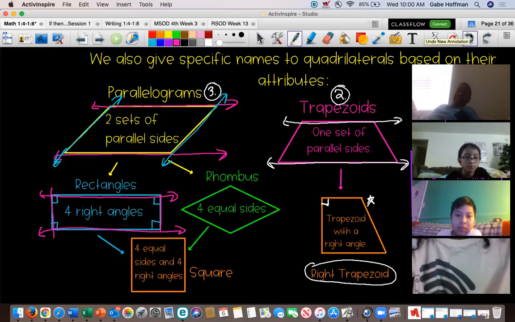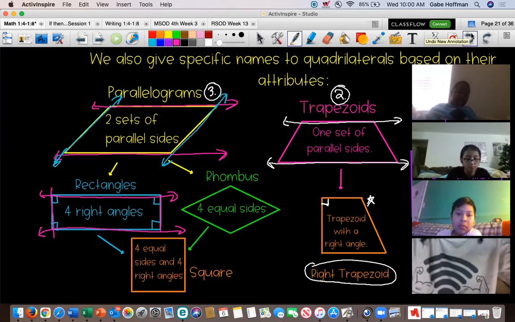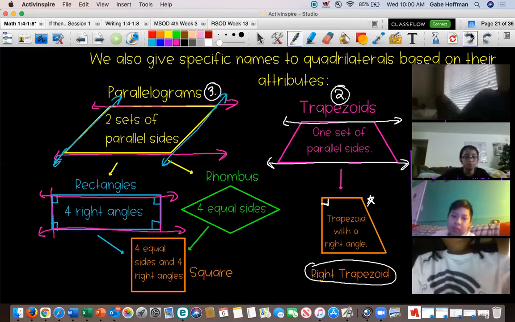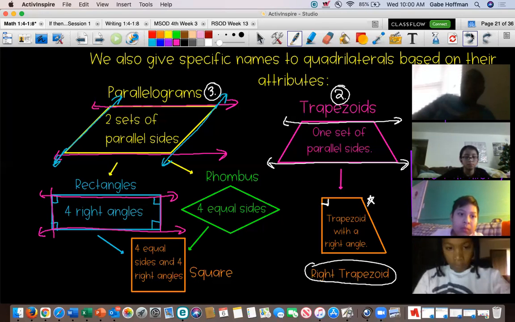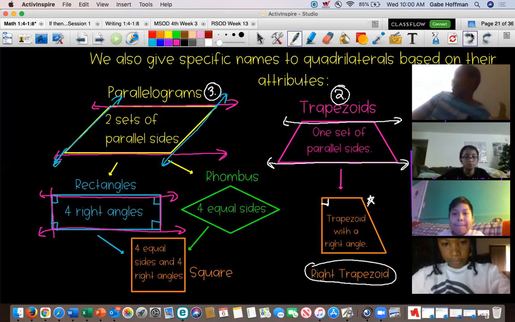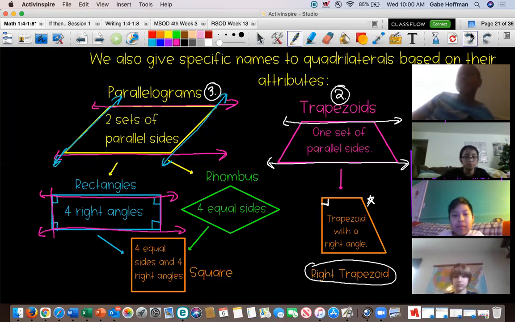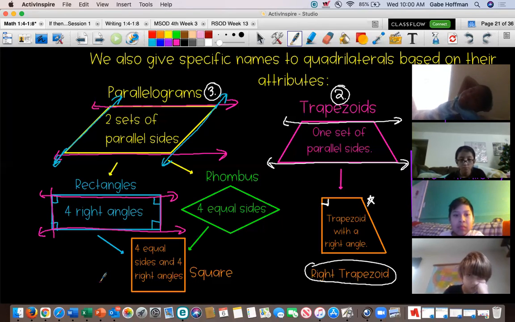Then we get down to what I like to call the king of all quadrilaterals, the square. Derek, can you read what it says about a square down at the bottom in orange? 4 equal sides and 4 right angles. Thank you, sir. A square has 4 equal sides and 4 right angles.